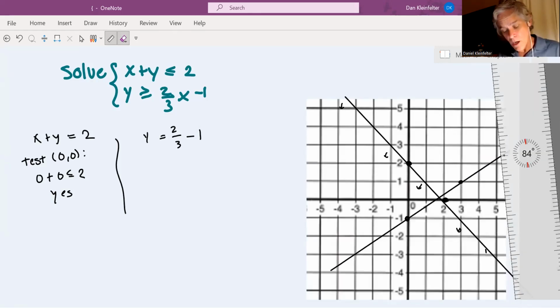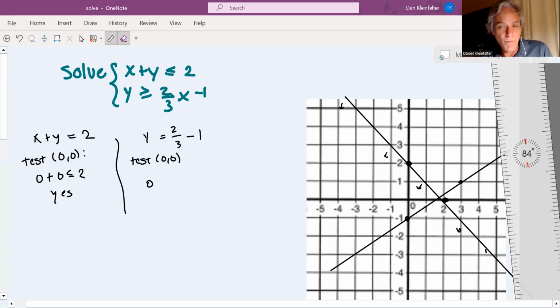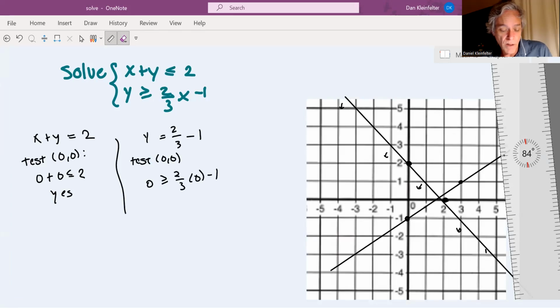Okay. All right, so now for this one, we want to know for this line whether we should shade above or below it. So again, we're going to test the origin. So we'll have 0. Remember, you're testing the point in the inequality, not the equation. Of course, the origin won't be a solution to the equation because the line doesn't pass through the origin. We're testing it in the inequality. Okay, so 0 is greater than or equal to 2/3 of 0 minus 1.